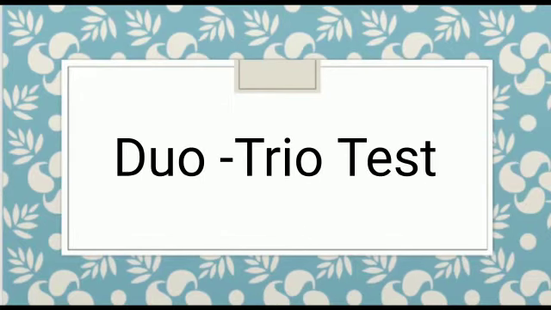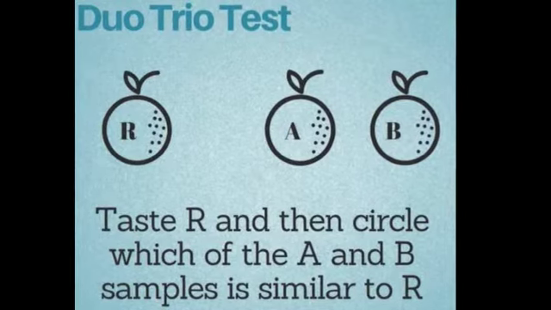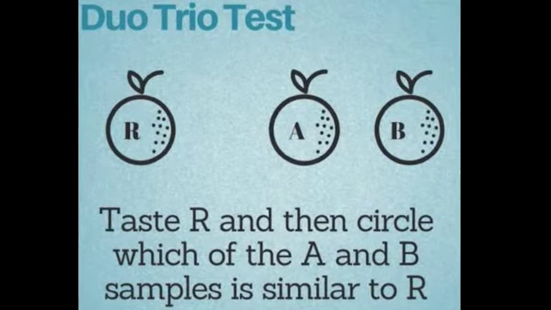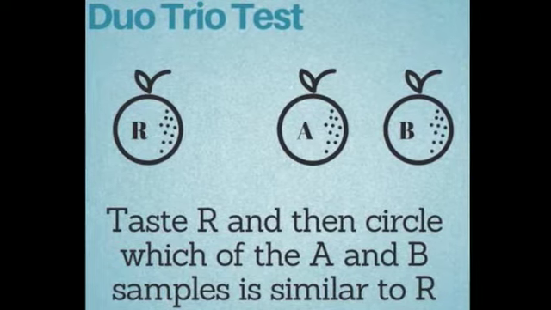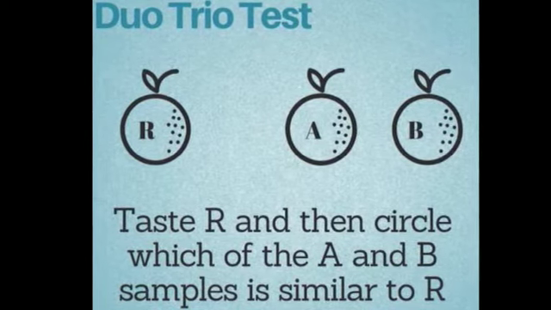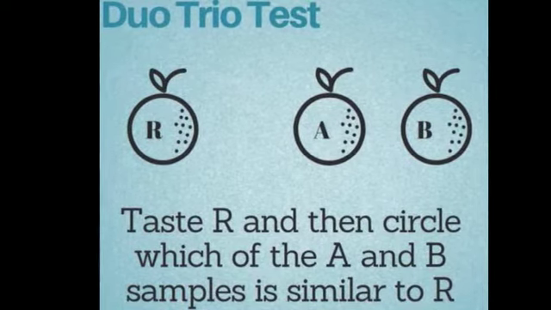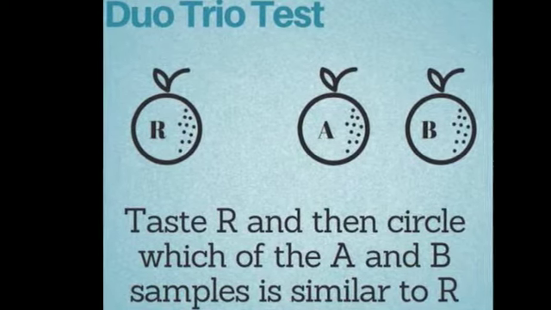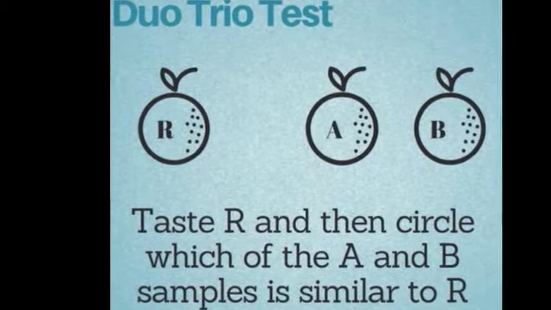Next comes the Duo-trio test. In this Duo-trio test, the panel member will be provided with three samples and one will be marked as reference and the others as A and B. First, the panel member should taste the reference sample. Then he should remember the reference sample's color, flavor, taste and all the parameters. And next the panel member should taste sample A and sample B and should say which is matching the reference sample. So this is the Duo-trio test.